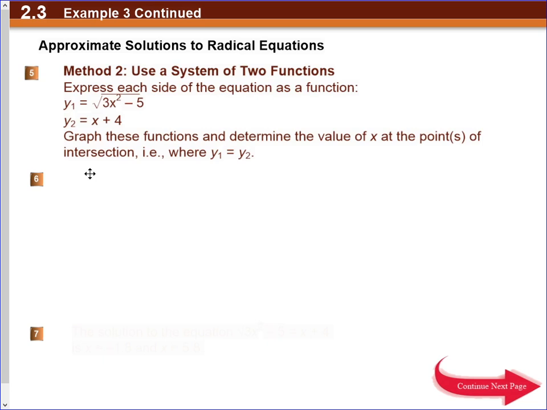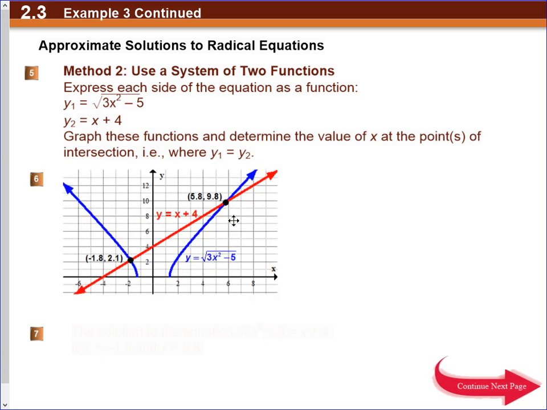We could have also graphed it like we did in the last question as two separate graphs. So the square root of 3x squared minus 5, and x plus 4. Graphing those two functions, we'll see what looks like two different lines, but then a third line that goes through both of them. And the place where that third line intersects the other two is going to be our x values of our solution. So once again, it's negative 1.81 and positive 5.81.